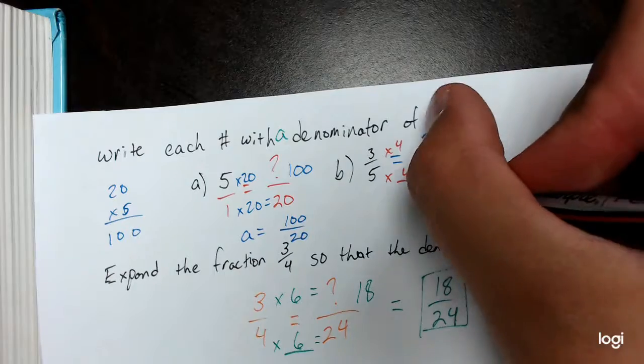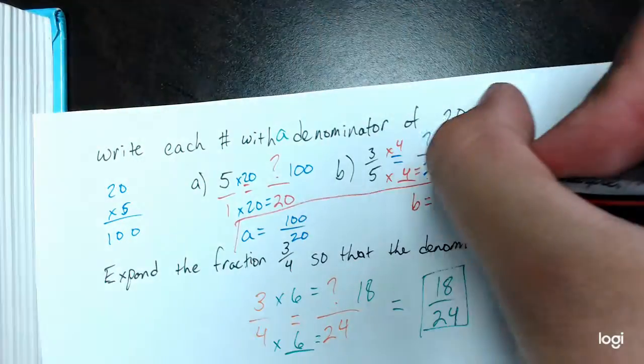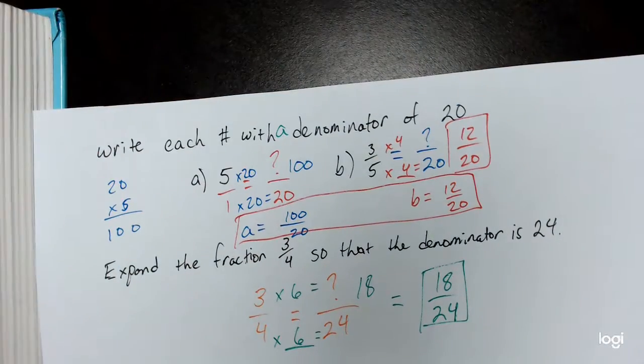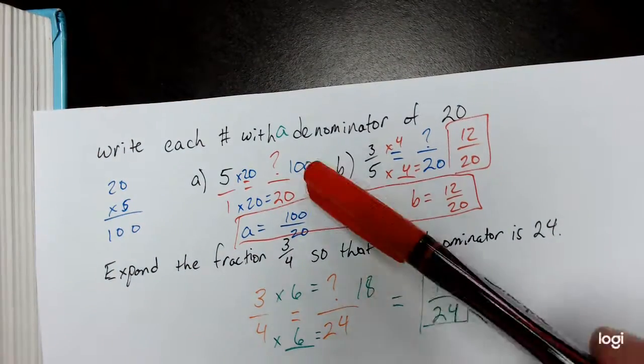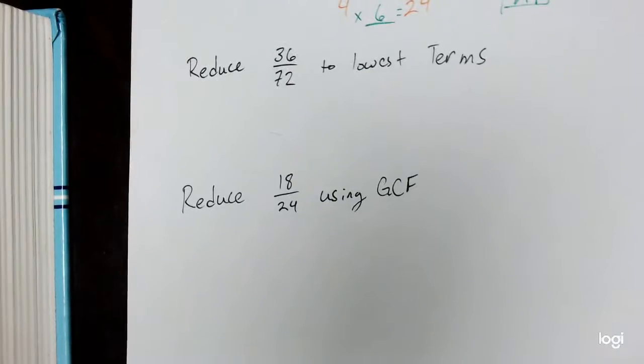So B would be equal to 12 over 20. And these would both be our final answers. All right? So there, we've learned how to rewrite denominators, or expand fractions. Now let's talk about reducing fractions.